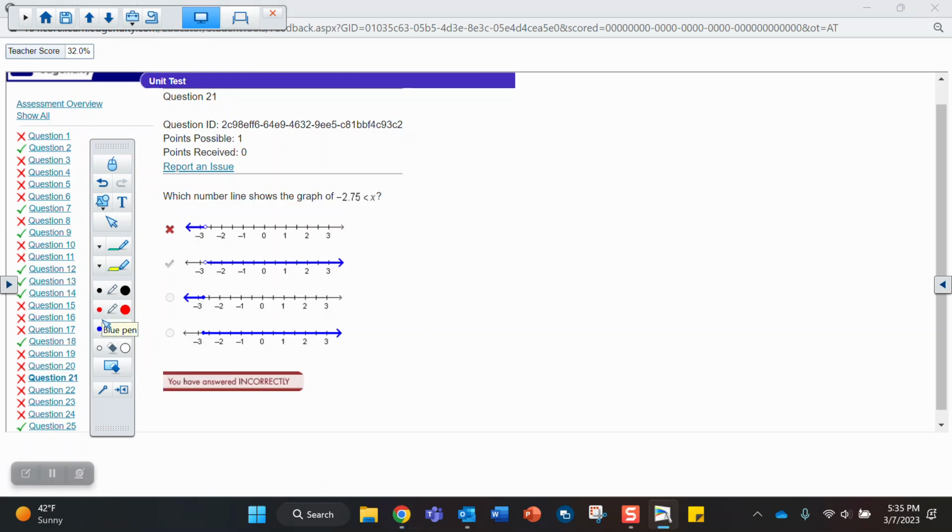Which number line shows the graph of this? Again, the variable's on the wrong side, so I'm going to rewrite it. I'm going to flip the inequality symbol. X is greater than negative 2.75. So at negative 2.75, we want an open circle, which you see in the second option. And we want to shade to the right, because when we rewrite the inequality correctly with the variable on the left, this says x is greater than negative 2.75. The numbers that are greater are to the right.